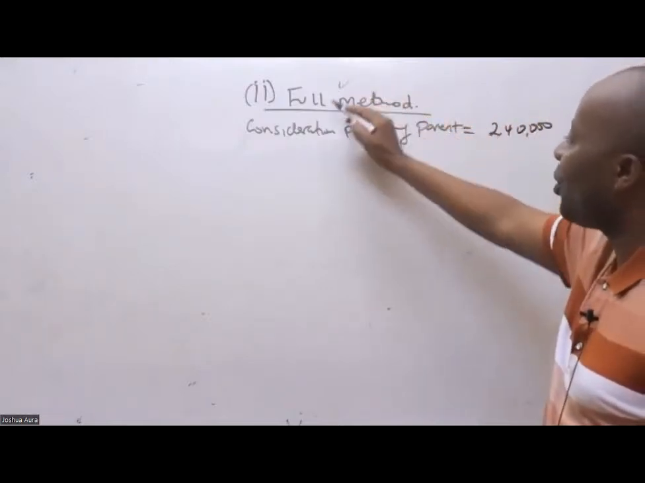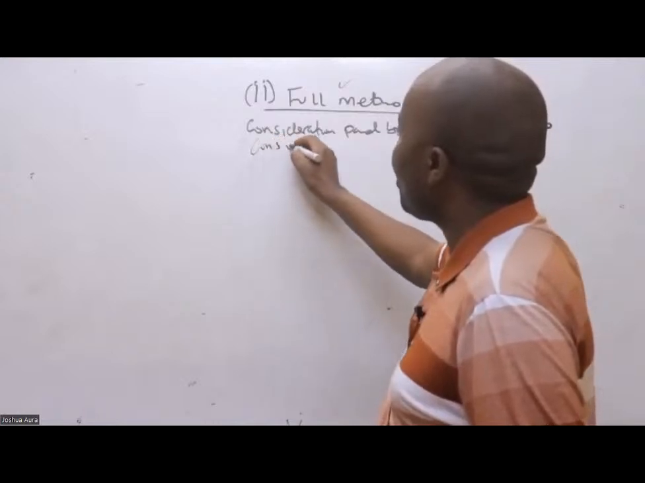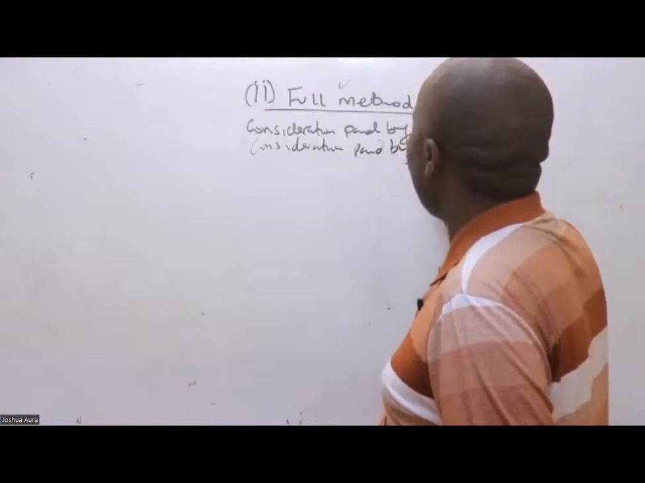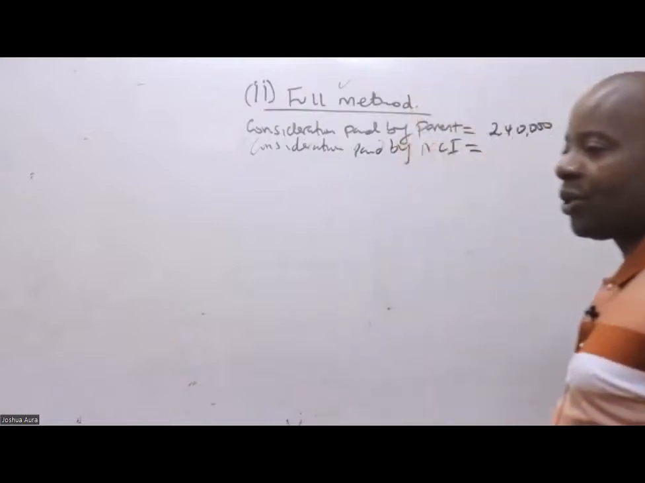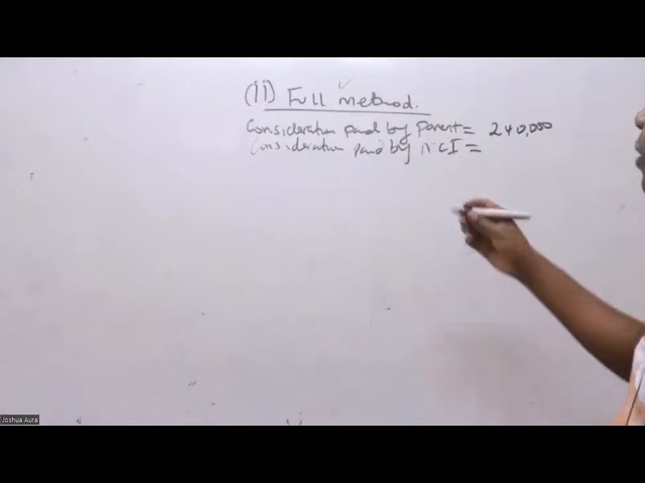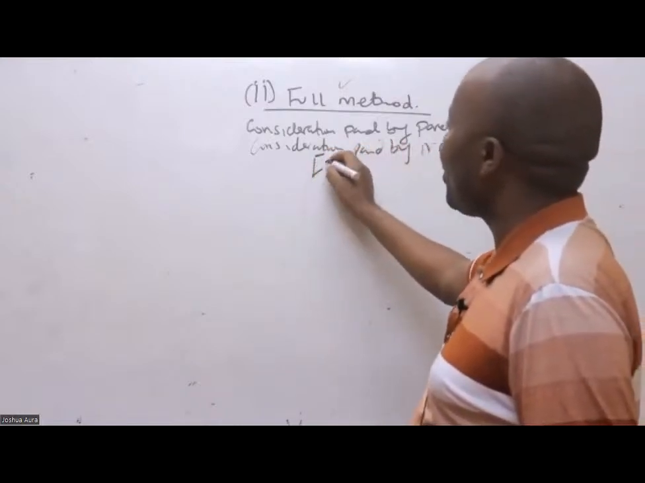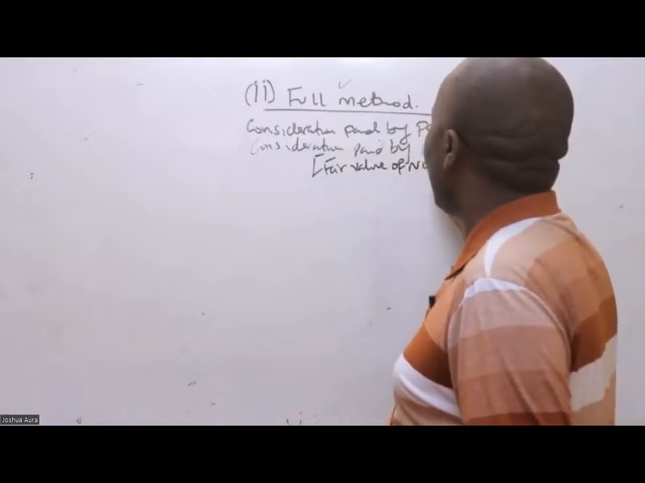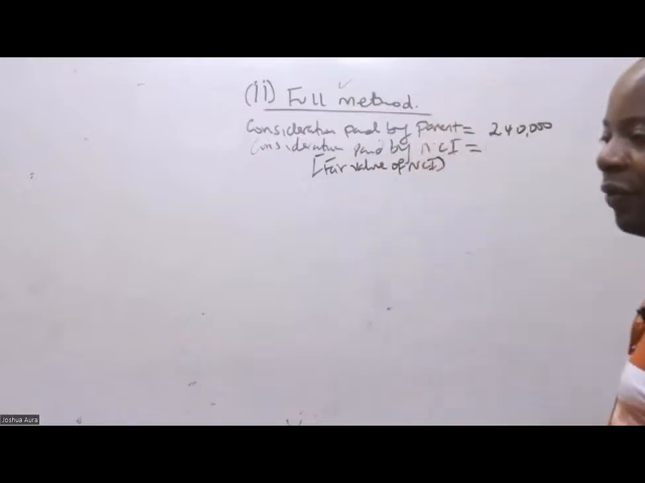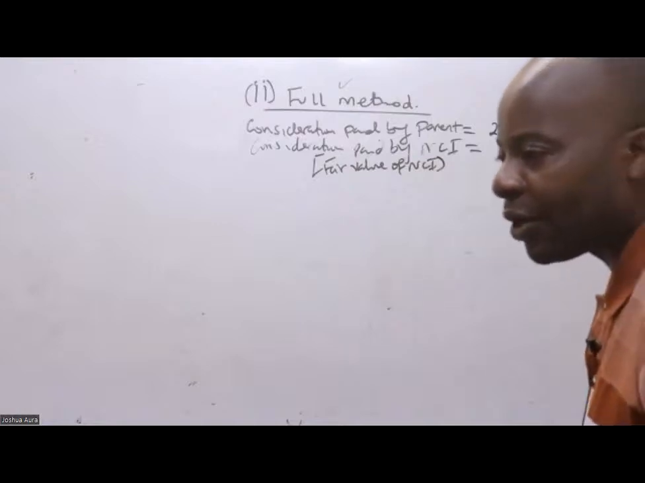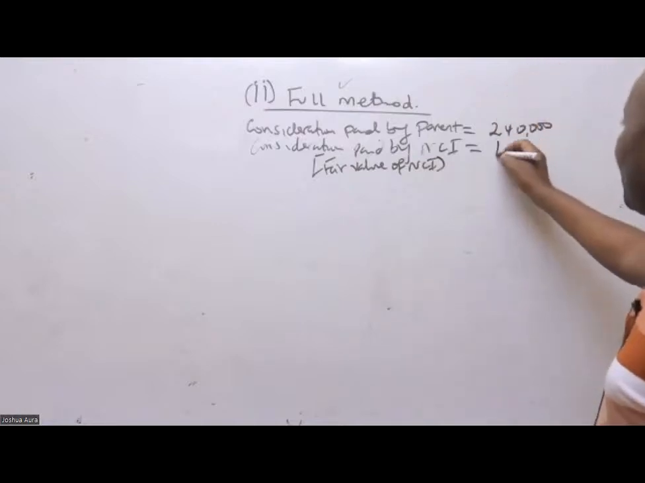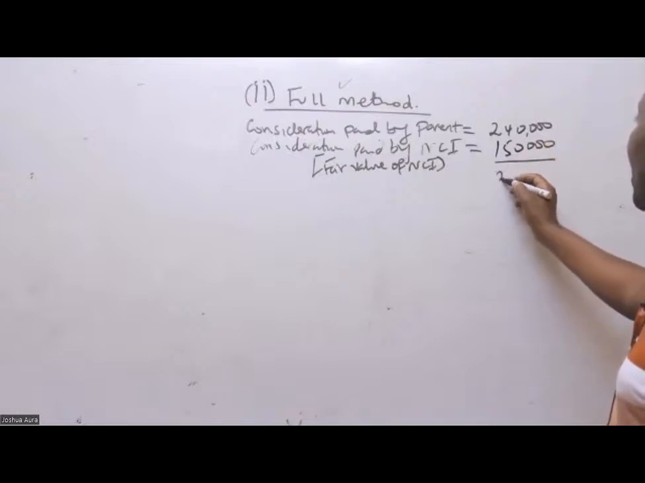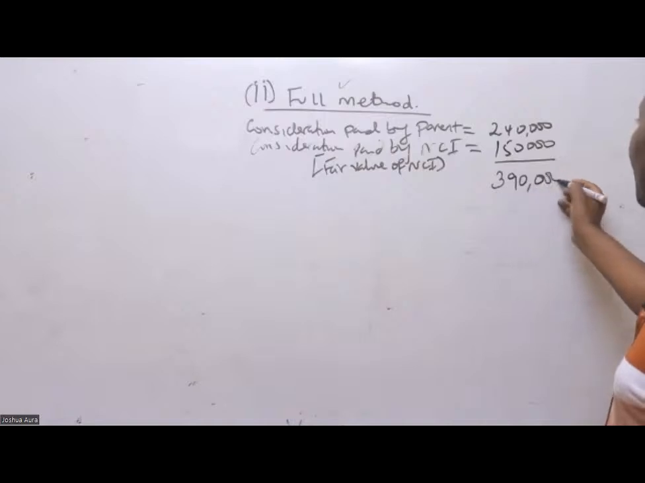Because it's the full method, we must also talk about consideration paid by the NCI, the fair value of the NCI. Is there anybody who is able to see the fair value of the NCI? The fair value of it, according to the question, is 150,000. So in this case, we have 390,000. Great.